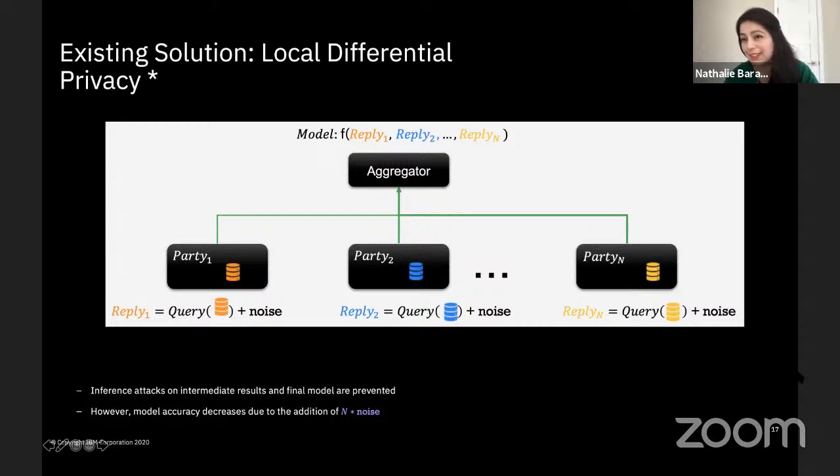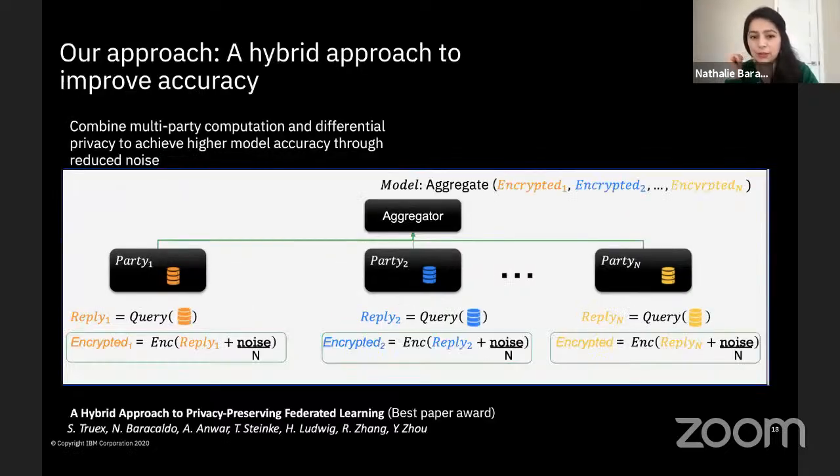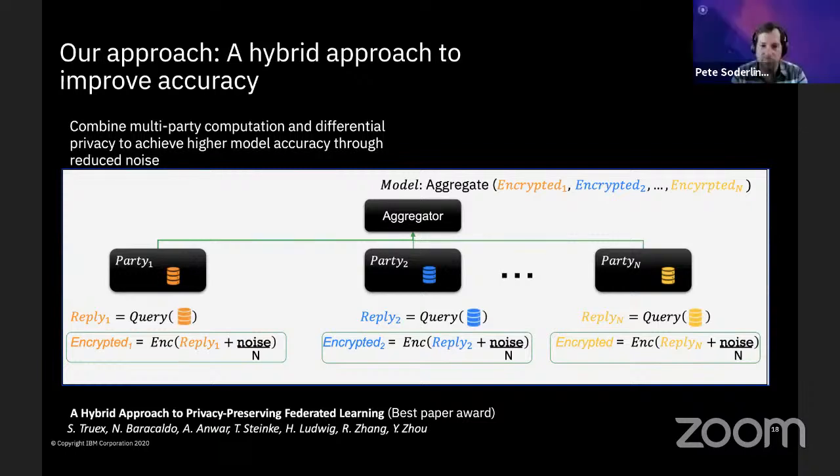The problem with this is that it basically means that we have end-times noise. That's a lot of noise. And when you have a lot of noise, what happens? Your model performance just drops, it plummets. So that's an issue. And we try to combine different techniques from the security field to reduce the amount of noise that we have. So solutions that use multiparty computation techniques, for instance, are important.